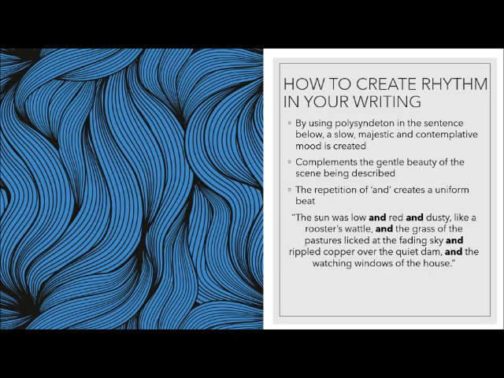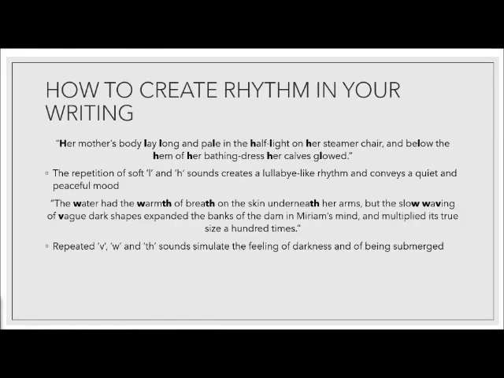By beginning the second sentence of this excerpt with "the sun was low and red and dusty," the multiple uses of "and" contribute to the slow, majestic, and thoughtful mood I was aiming for, and mimic the beauty and quietness of the scene being described. This sentence is also quite lengthy, and the repeated conjunctions give it a steady beat similar to that found in music.